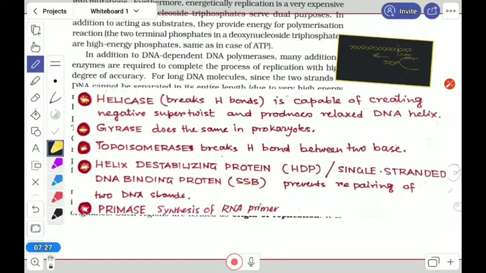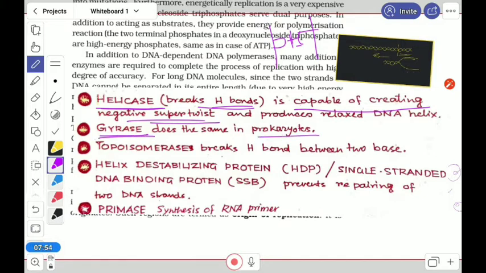Here, one by one, we can see that the helicase breaks the hydrogen bond. You know that in the base pairs the hydrogen bond is there. So if the hydrogen bond breaks, then it can separate. It is capable of creating the negative super twist so that it can open. The gyrase also does the same thing in prokaryotes. Topoisomerase also breaks the hydrogen bond between two bases.